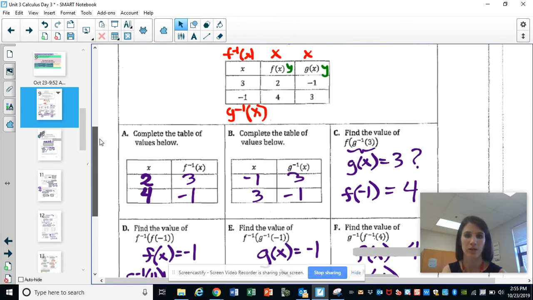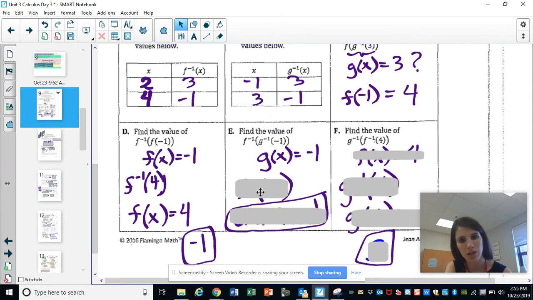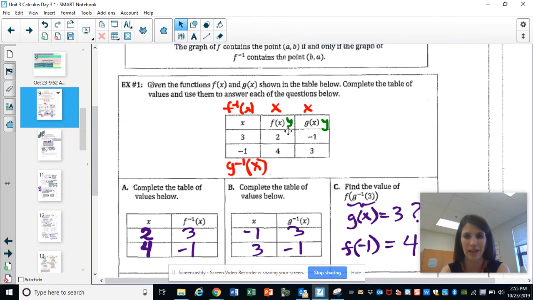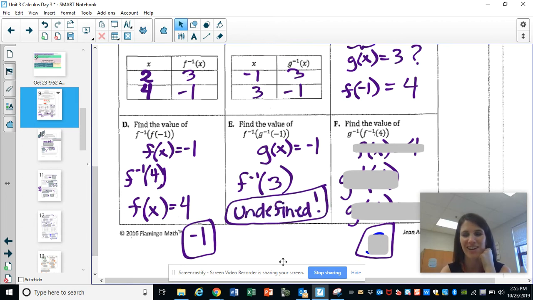Going back up to our table, g of x is equal to -1 when x is 3. So we go back down here, plug in 3. Now we have f inverse of 3. So what's the question? When is f of x equal to 3? Oh, wait, it's not there. So, therefore, it is undefined.